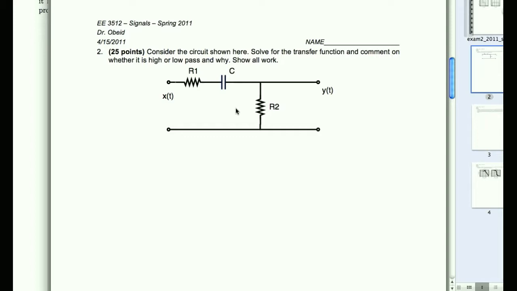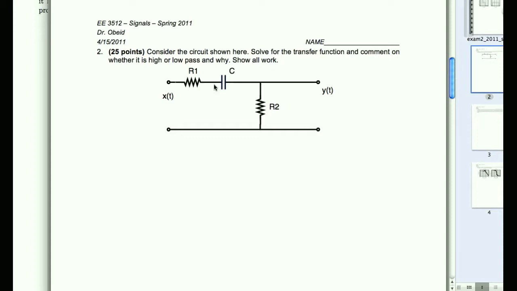Okay. At low frequencies, what's that cap going to do? At low frequencies, caps are open. If that cap is open at low frequencies, what's y of t going to be? Zero. If that cap is open, there's no path to ground, so y of t just shorts to ground. So at low frequencies, y is 0.